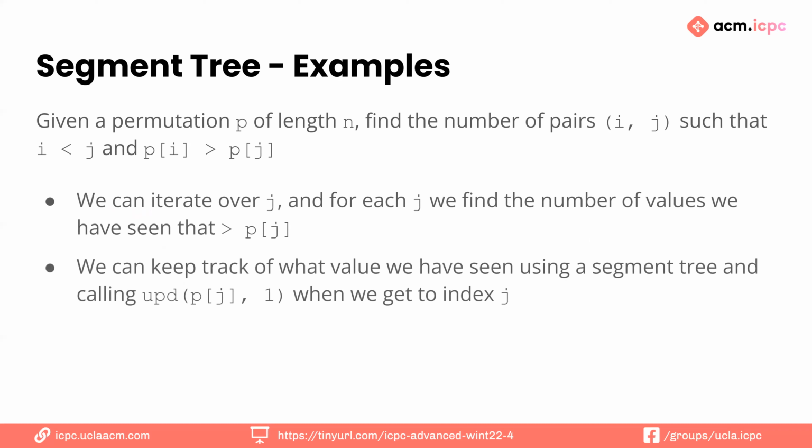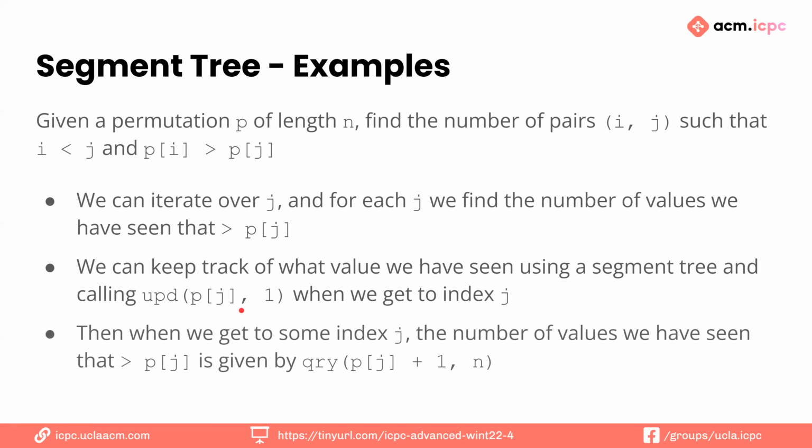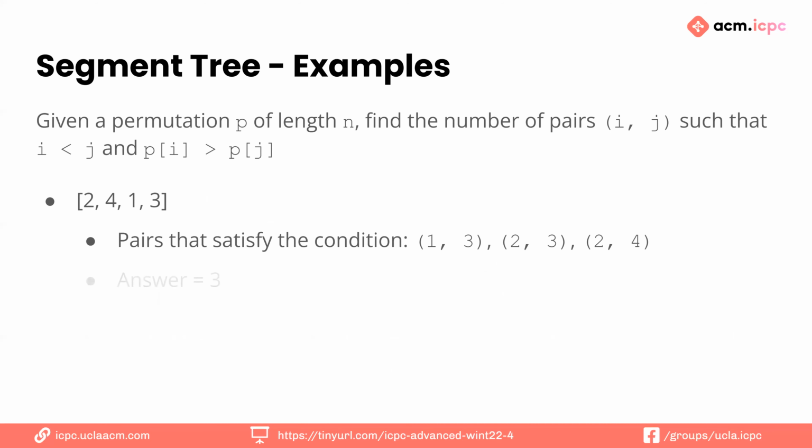So we can keep track of which values we have seen using a segment tree, updating it when we get to the index. The segment tree is basically an array of whether we have seen this value. If we've seen this value, then the segment tree at i equals 1. If not, then it's 0. Does that make sense with this update call? Then at any time, the number of values that we have already seen that are greater than p sub j is given by the query from p sub j plus 1 to n. Any questions on that? I just need to see an example. Then I'll just do it on this example.